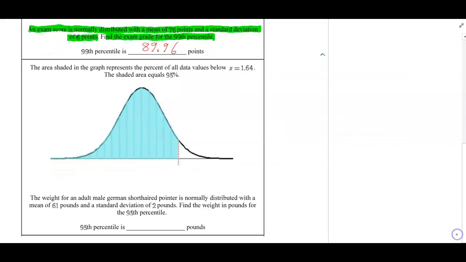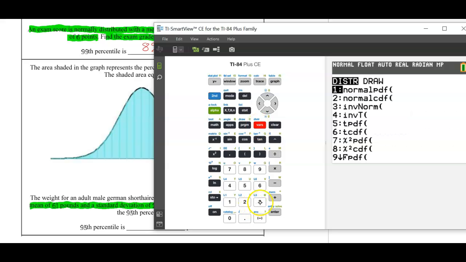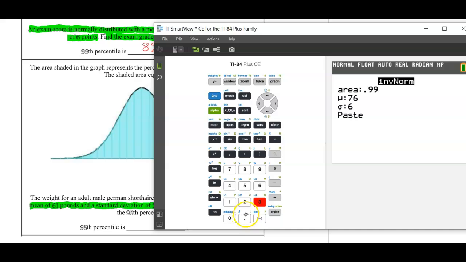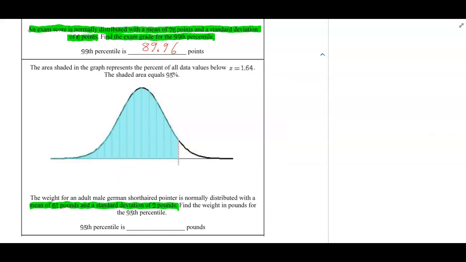In the next problem, we want the 95th percentile. For this particular problem, if you read the paragraph, the mean is 61 pounds and the standard deviation is 2 pounds. So when I use my calculator, I want the 95th percentile. I'm going to go second distribution, inverse norm, and we want 0.95. The mean was 61, and the standard deviation was 2. We're going to move down to paste. So the number of pounds is 64.29.